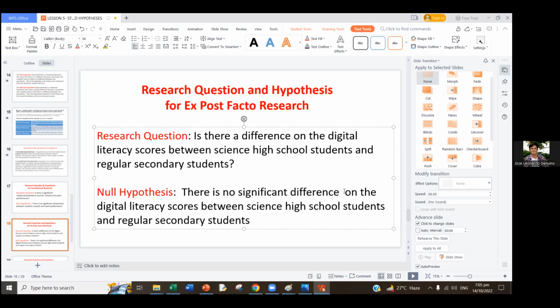Di non-directional therefore hindi mo alam. There's significant difference. Papalitan lang natin yung no, tatanggalin lang natin yung no. Yun na yung non-directional alternate hypothesis. Gawin mo siyang alternate. Meron kang a priori knowledge na yung science high school curriculum ay mas magaling sa digital literacy. O, paano mo yung sasabihin?